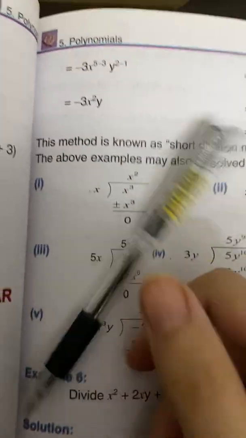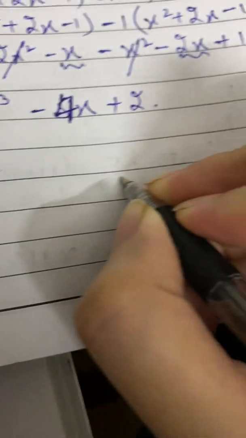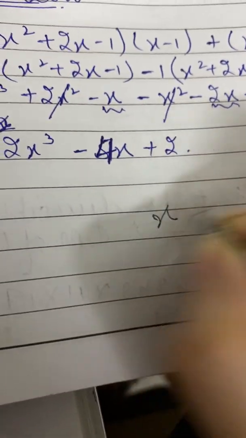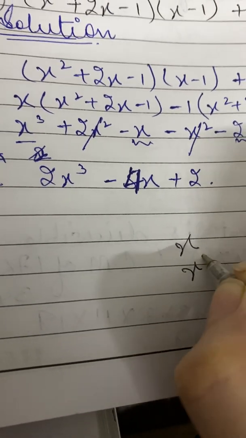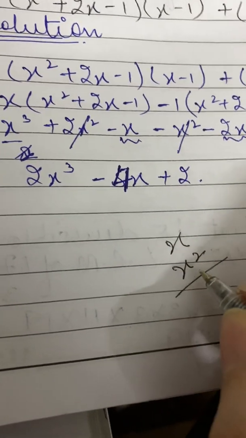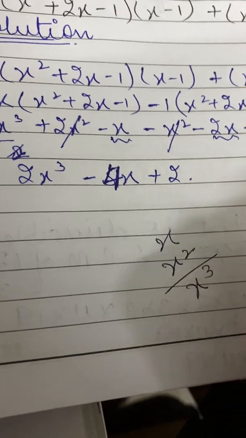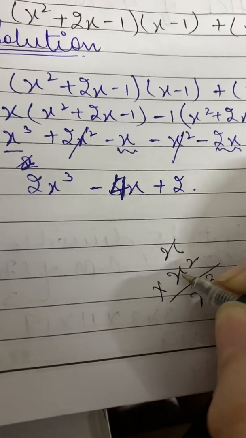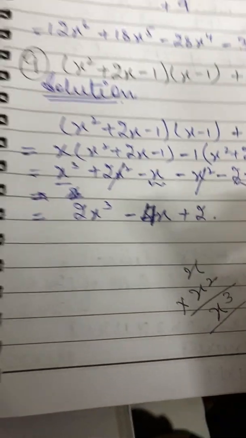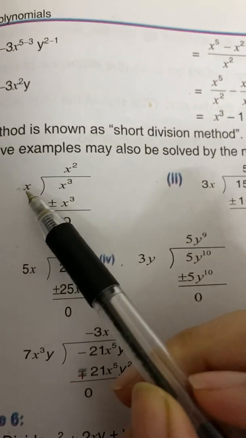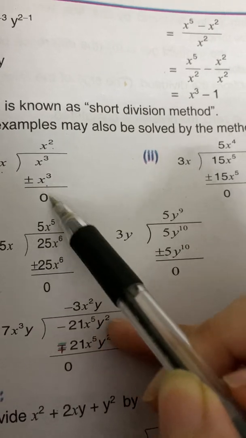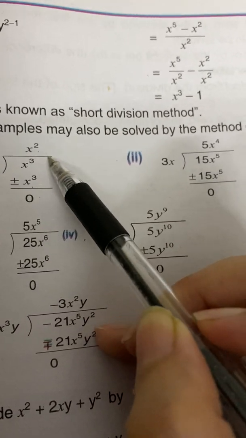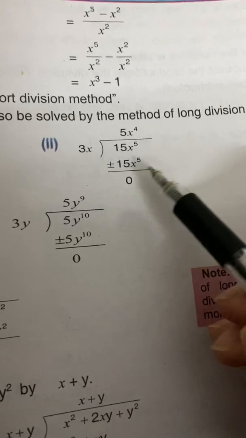So you know that when you multiply this x, you have x, and you have to make it x cube. So you should multiply by x square to make it x cube. When you multiply, it will become x cube. So x into x square will be x cube. Now you will subtract it, and the remainder is 0, so the answer is x square. Okay, come to the second example.